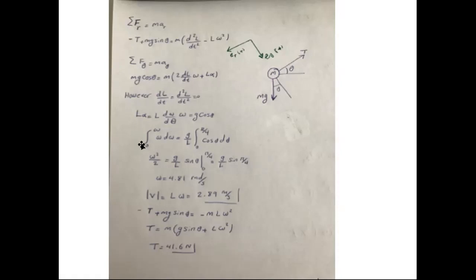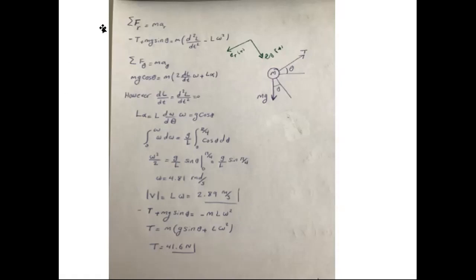We have to find the angular velocity when theta is 45 degrees. We find the angular velocity is 4.81 radian per second. By this equation, we can find the velocity. Velocity equals L omega. The velocity is 2.89 meter per second. And finally, we have to find the tension in the string.